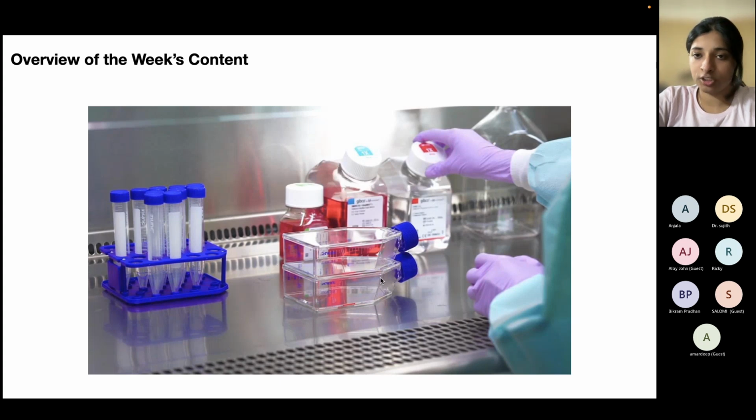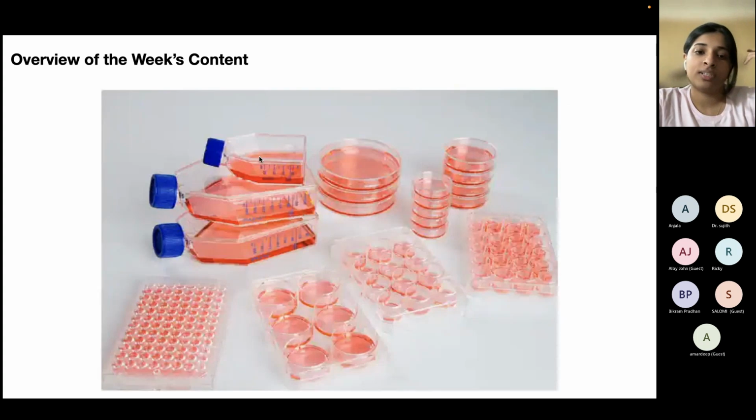and the cells are grown in these dishes that are known as flasks. So there are different types of flasks. These are known as T neck flasks because they have a T-like neck structure, and based on the area, this is known as a T75 because it has 75 centimeters of area, and this is known as a T25, a smaller flask.